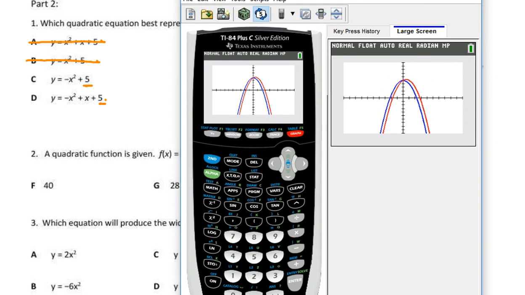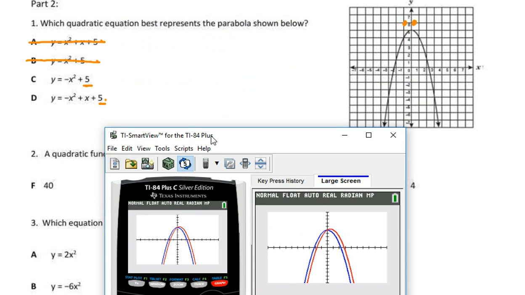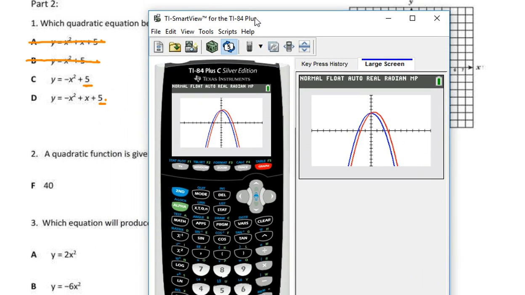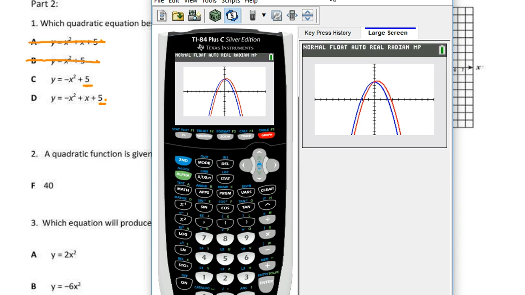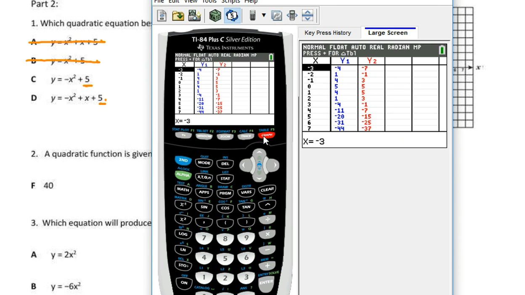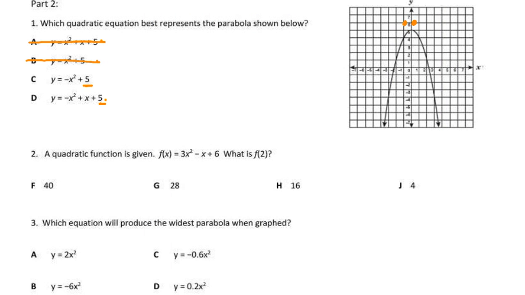So I want to go back and look. Both of these are kind of close to me. It'd be hard to see. But one thing I do see is right up here, I see my vertex, and it's at (0, 5). So what I want to do is go look at my table and see who has the point (0, 5). Oh, they both do. Even better. All right, so they both have the vertex (0, 5).